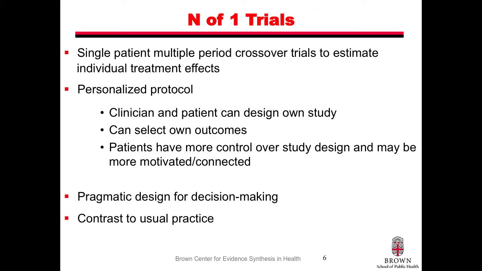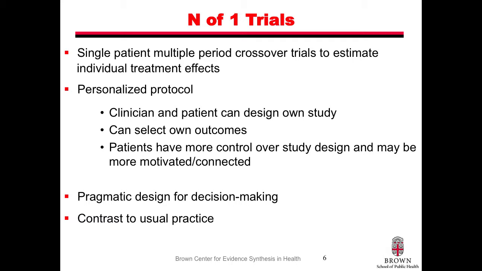So what is an N of 1 trial? An N of 1 trial can be defined to be a trial in a single person. It's a multiple period crossover trial. So a crossover trial means that if you have two treatments, each individual gets each treatment, either in an A-B fashion or a B-A fashion. You would randomize the order. So the only difference in an N of 1 trial is that you would get these treatments multiple times.